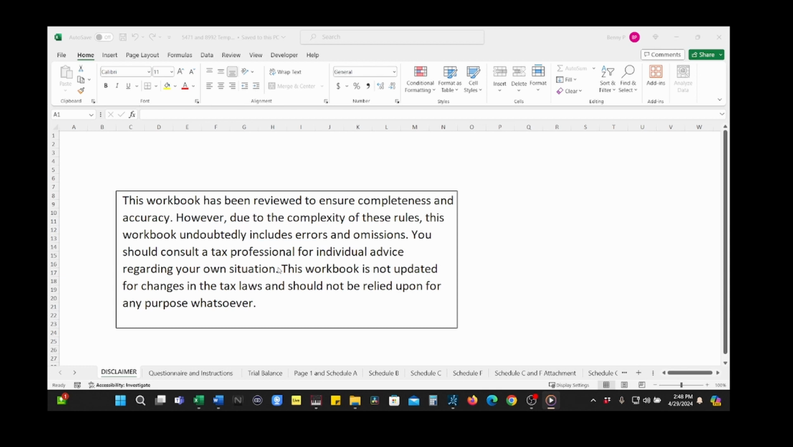Ever since the Tax Cuts and Jobs Act of 2017, the Form 5471 has become very complex and time-consuming. Due to the expanding number of schedules and calculations, it may take many hours and in some cases days to prepare Form 5471 and the associated Form 8992.